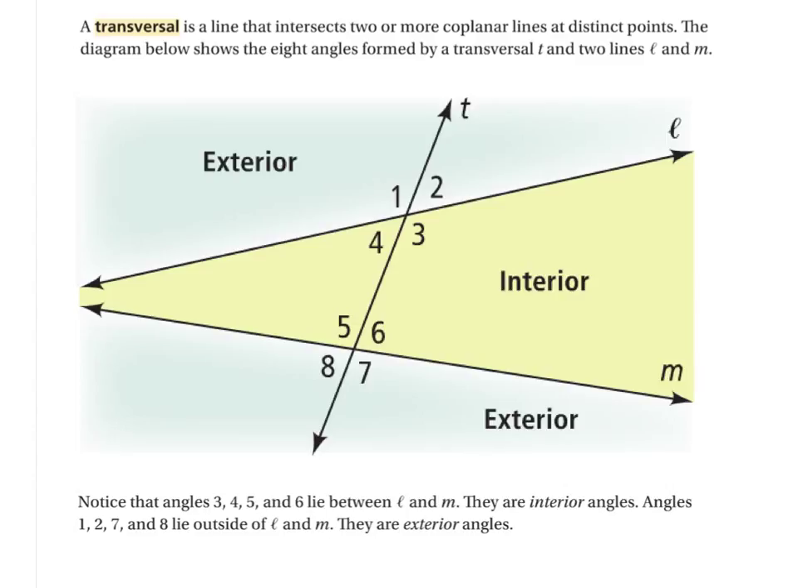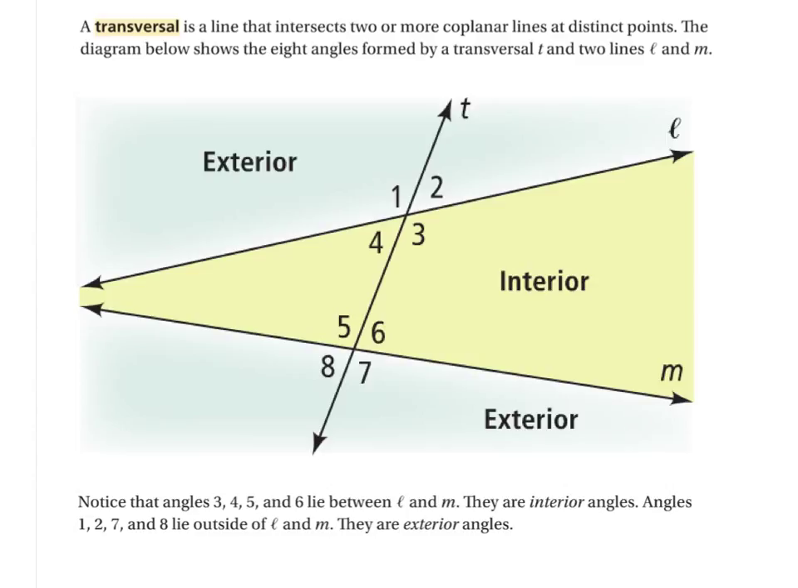So a transversal and the lines it's intersecting all have to be in the same plane, basically the same plane of your piece of paper. This line T is intersecting line L and line M, so therefore line T is a transversal. When you have a transversal intersecting pairs of lines, you end up with 4 angles at one intersection, 4 angles at the second intersection, and so we end up with 8 total angles that we're going to talk about, and how they relate to each other.